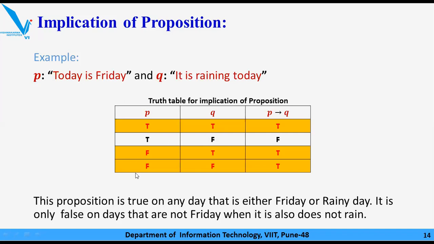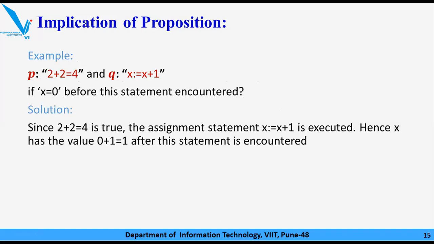The truth table for the implication suggests that this is true when both are true, this is true again when the hypothesis is false but the conclusion is true, and again the third case of truth is when this is false and this is false. This proposition is true on any day, that is either Friday or rainy day. It is only false on a day that is not Friday and it does not rain. So please keep in mind that when your conclusion is false and your hypothesis is true, then only P implies Q is false. In other cases, it becomes true. So this is about the implication of proposition.